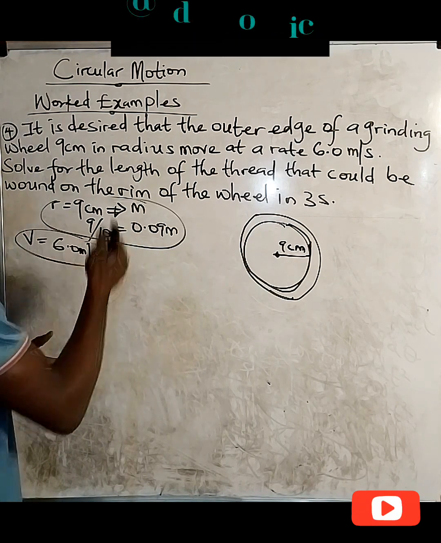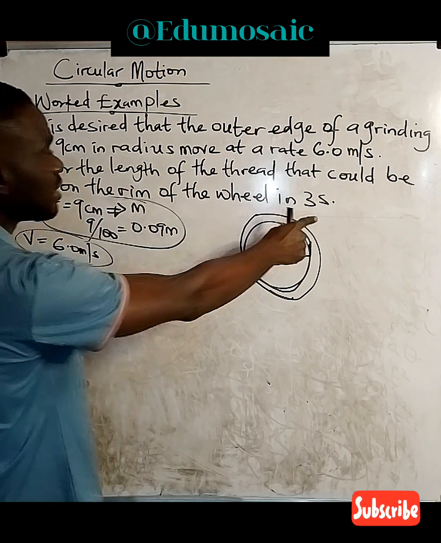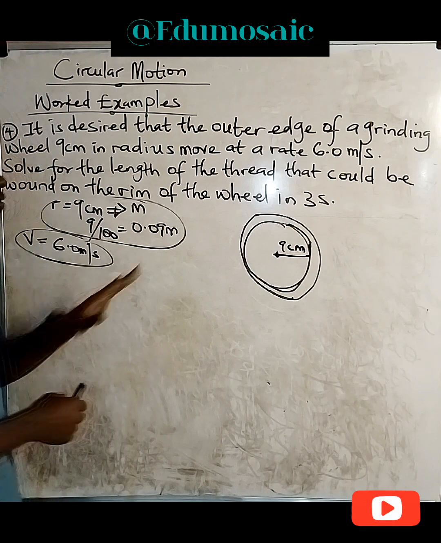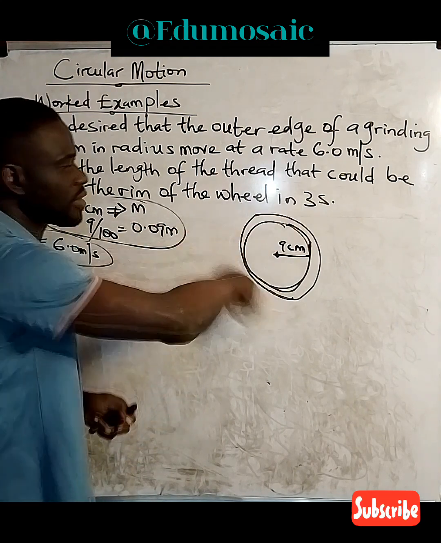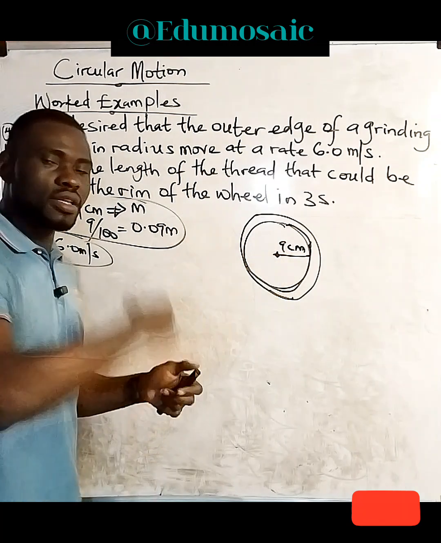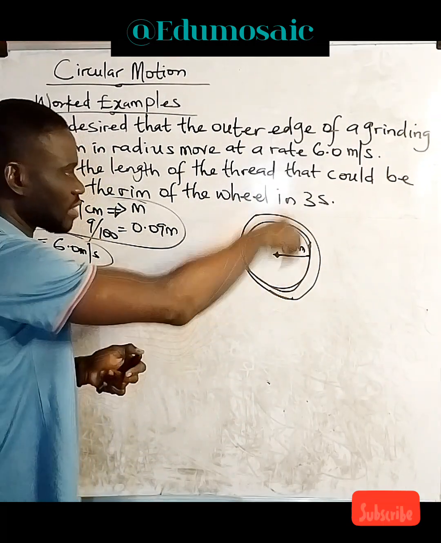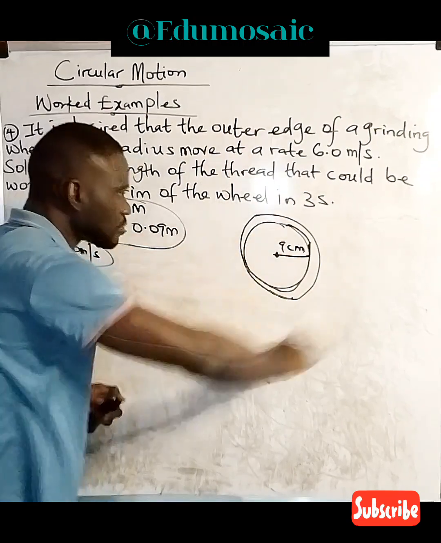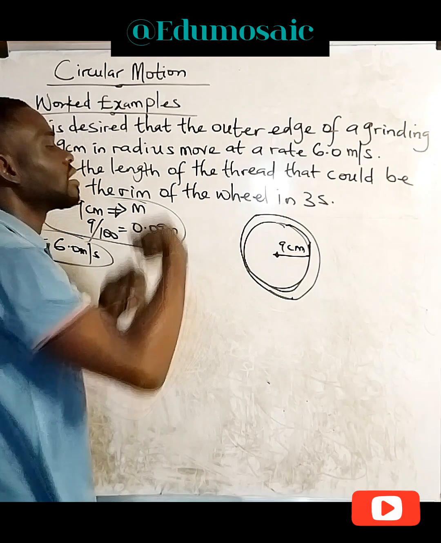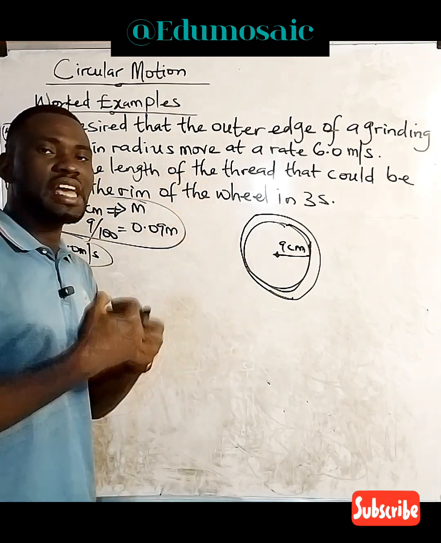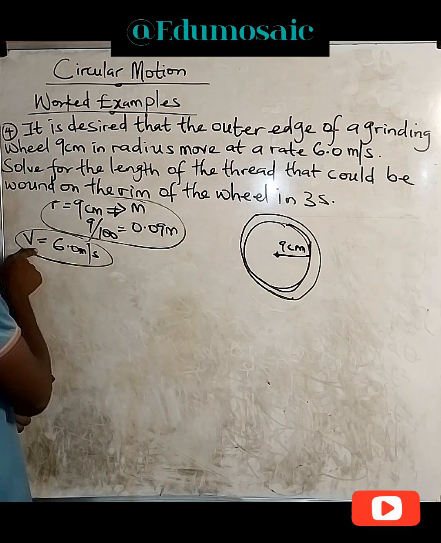Now, solve for the length of the thread that could be wound on the rim of the wheel in 3 seconds. Before we even go into this, don't forget something. We're talking about the length of the thread that could be wound around this. The length of the thread has to be in meters. For the fact that a thread will be wound around this circular wheel, the length of the thread has to be in meters.